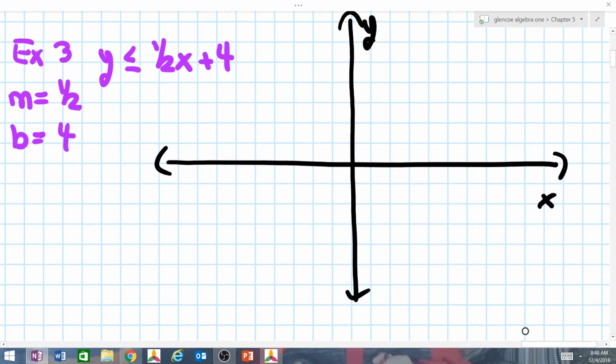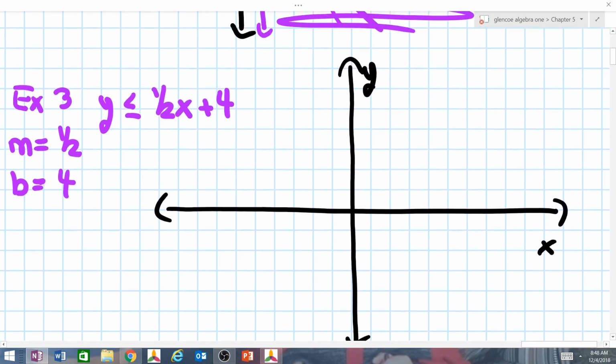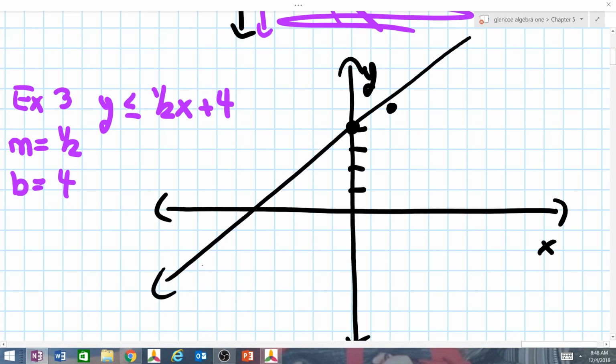So my y-intercept is 4. 1, 2, 3, 4. So there's my y-intercept. My slope is 1/2. So should I go up or down? Up 1 and over 2. And you told me a solid line? Yes. Okay, so there it is. We'll just pretend that went through.